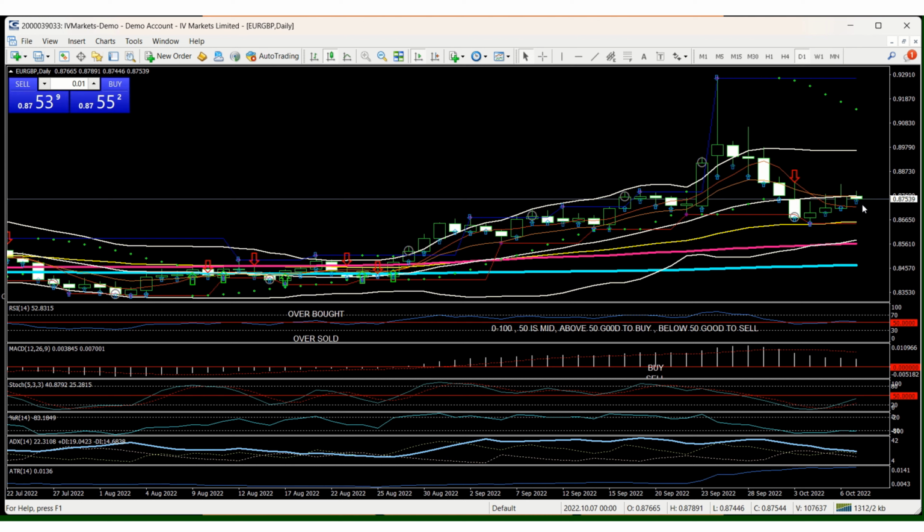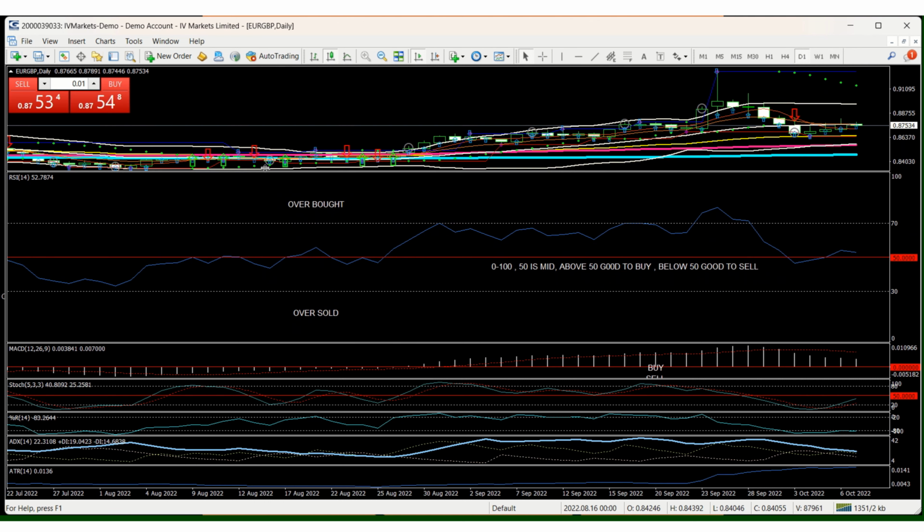If you see the parabolic SAR, what you will find is that again it's a downtrend, because for almost 6 consecutive days what we have seen is a downtrend for Euro GBP. So I will make a downtrend. If I see the J indicator, what I'll see is a red arrow going down, which means again it's a downtrend.